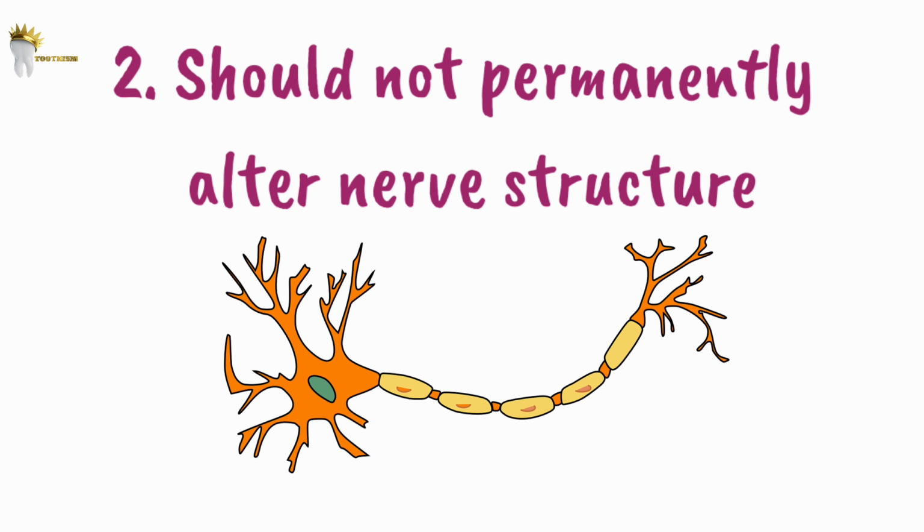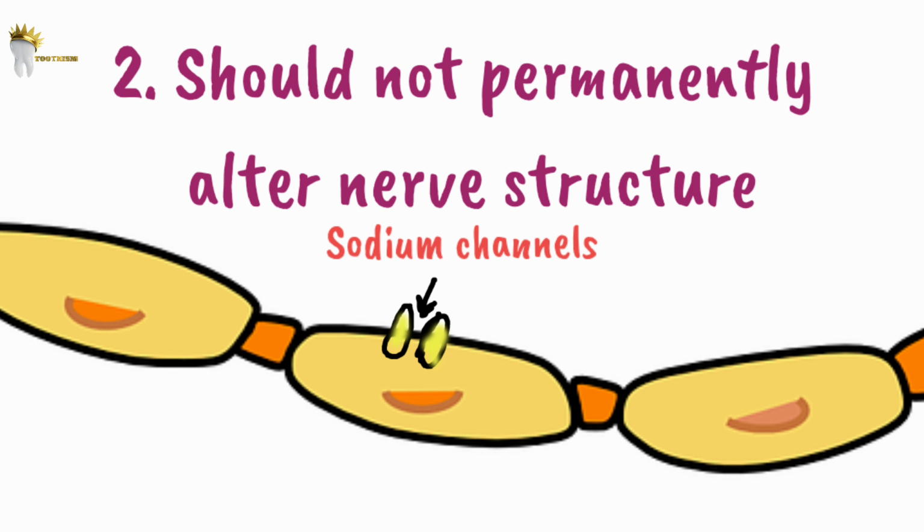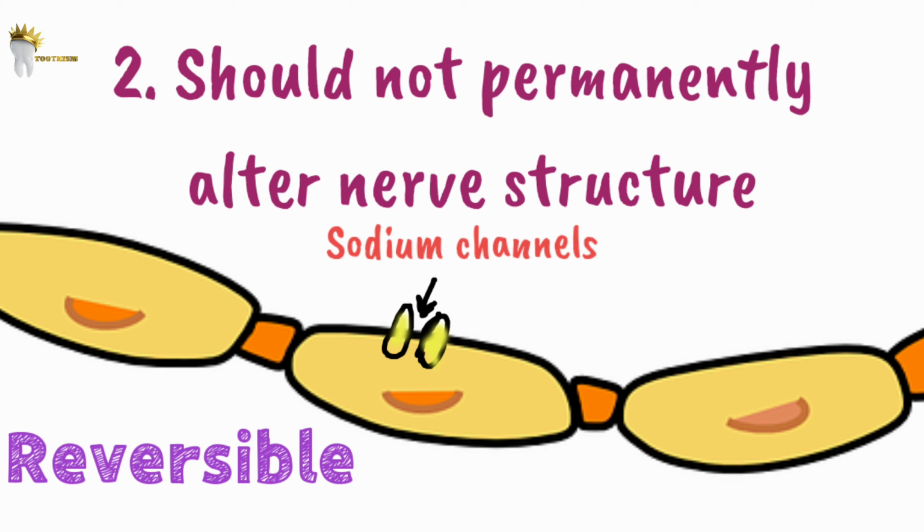It should not cause any permanent alteration of nerve structure. Local anesthetics act on the sodium channels of the nerve membrane, and this action is completely reversible. The local anesthetics that we use meet this criteria also.